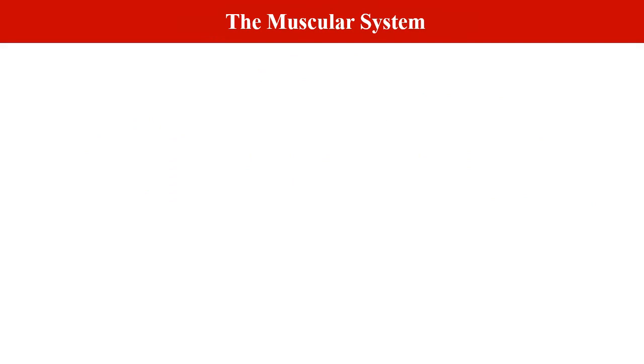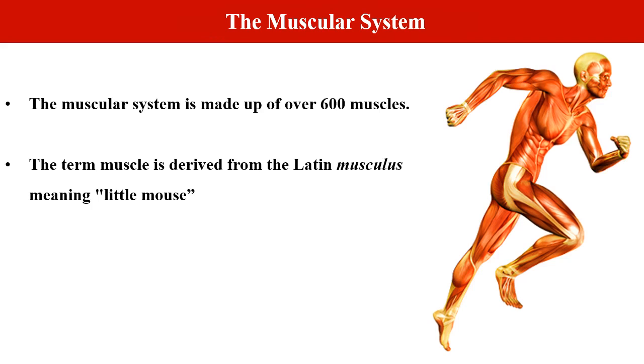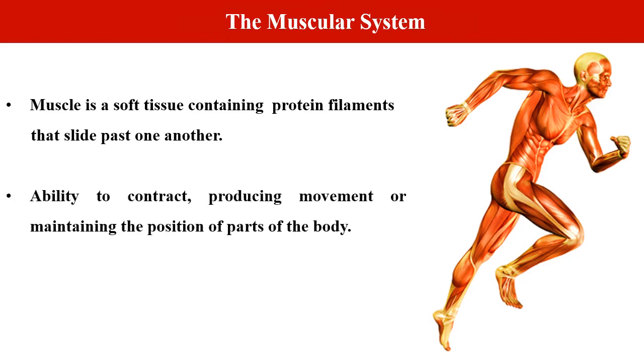The muscular system. The muscular system is made up of over 600 muscles. The term muscle is derived from the Latin word musculus, which means little mouse. Muscle is a soft tissue containing protein filaments that slide past one another. Muscles have the ability to contract, producing movement or maintaining the position of parts of the body.